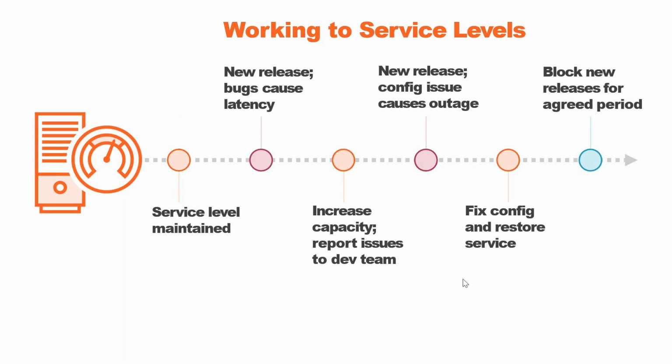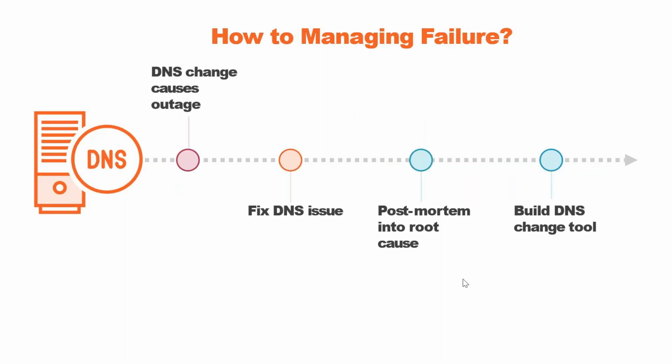Because of these upcoming issues, with new releases always creating issues in your operations and creating reliability problems, you said, no, I will not accept any new release, block new releases for an agreed period. Why? Because you are working on the service level, so you have to maintain the service level agreement, and the new release was causing problems. How do we deal with it? A new release should not create latency issues, and new release config issues should not create outages. How do we deal with it? This is something you have to understand with SLA, SLI and SLO.